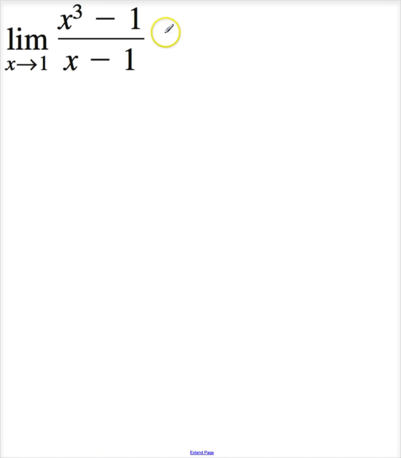The first thing, let's try direct substitution. So this is 1 cubed minus 1 divided by 1 minus 1, which is 0 over 0. And this is bad. We cannot do this. We're going to stop there. Let's try to find another function that's equivalent to this.